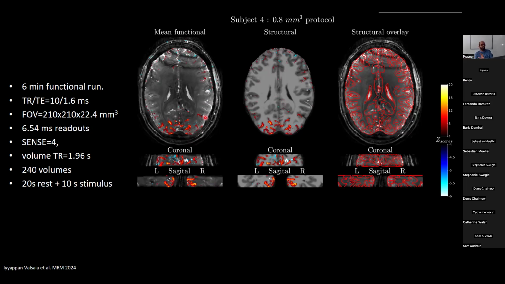We don't do any affine transformation of our functional volume to match the structural. So it's just a reconstruction, and then we just overlay this MPRAGE image on top of it. And most of the activations are localized in the gray matter ribbon. You don't at this moment see any striped pattern or anything like that.